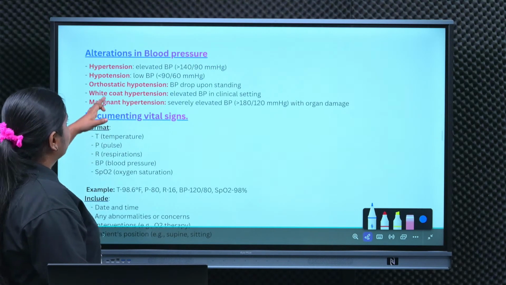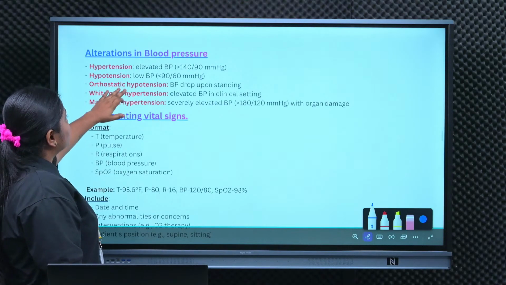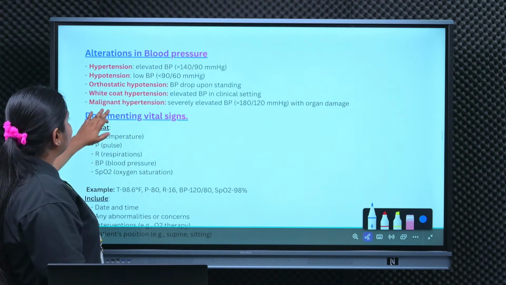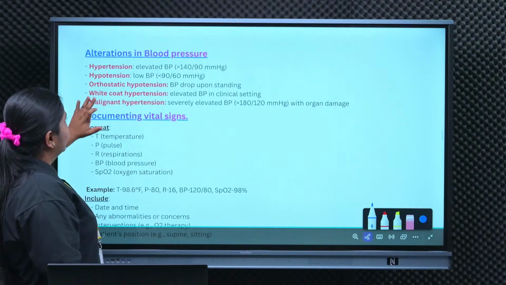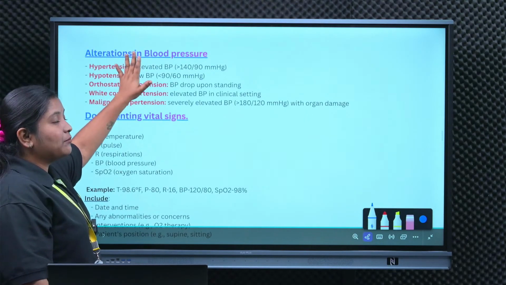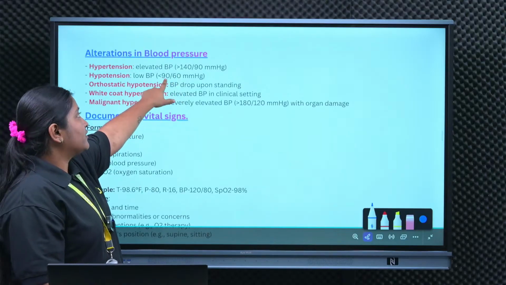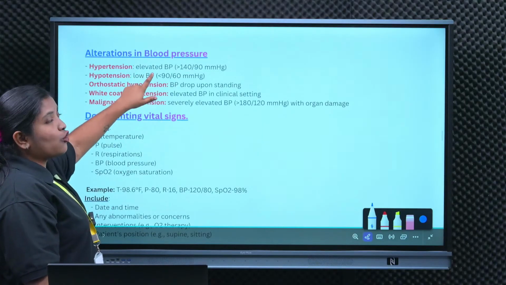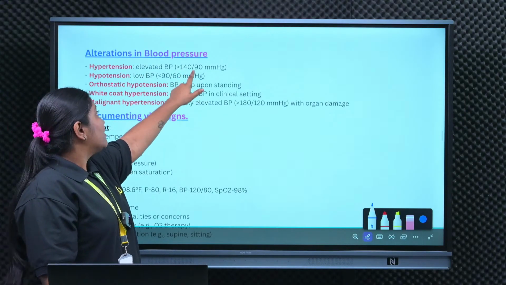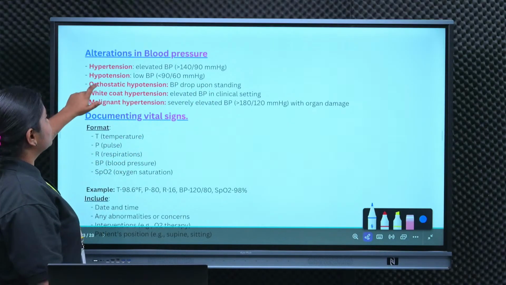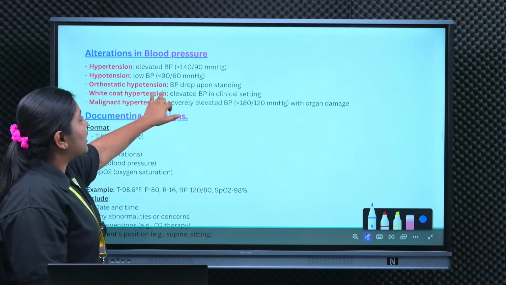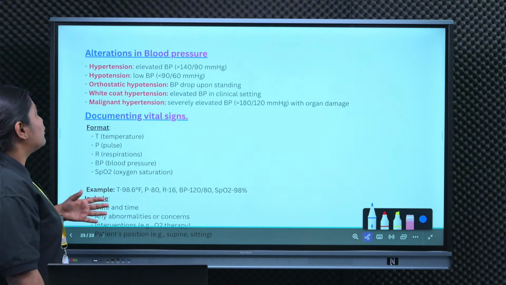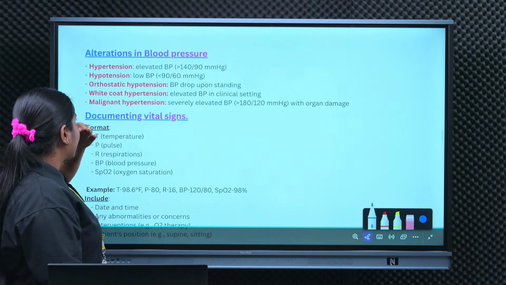Alterations in the blood pressure: hypertension, hypotension, orthostatic hypotension, white coat hypertension, malignant hypertension. One by one we can see. Hypertension means elevated blood pressure, recording more than 140 by 90. Hypotension means low BP, less than 90 by 60 mm Hg. The next one is orthostatic hypotension. Blood pressure drops upon standing. While standing and checking the BP, the blood pressure drops. That is orthostatic hypotension.